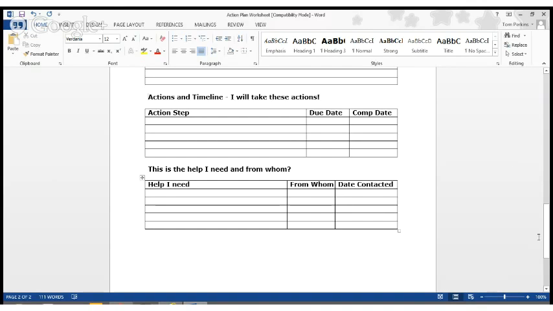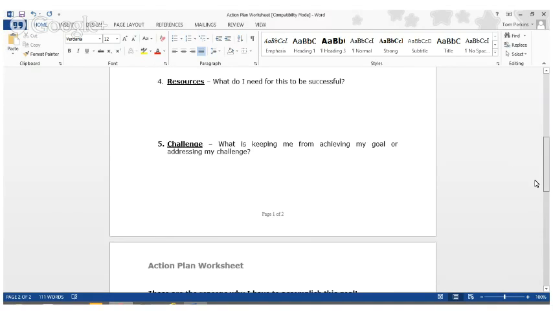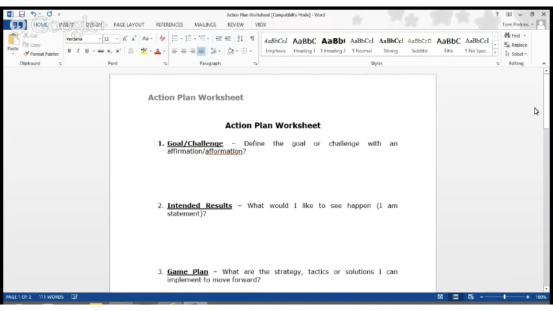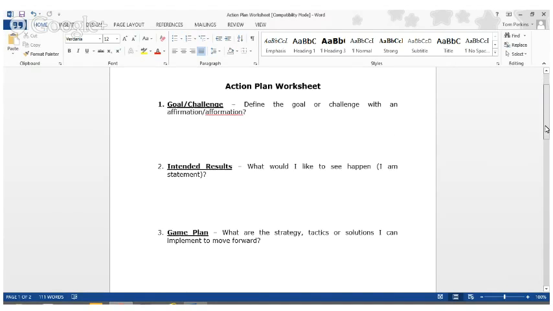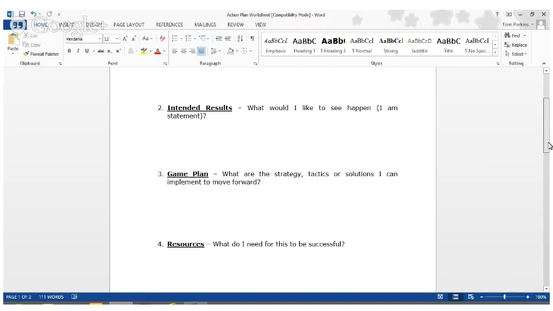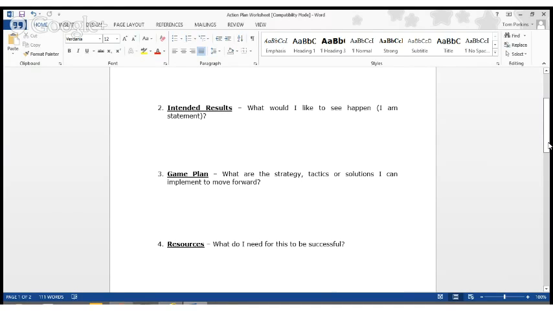Okay, so just to recap today, what we've talked about is an action plan worksheet, which if you'd like a copy of, just get a hold of one of us three. We talked about the goal and the challenge, defining it with an affirmation. Number two is intended results. What would I like to see happen? The I am statement: I am 175 pounds, 10% body fat. I am fitting into those skinny jeans I always wanted to get into. I am going to my class reunion and feeling confident about myself.